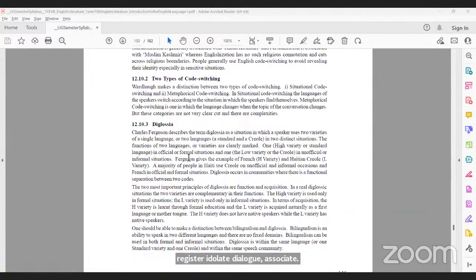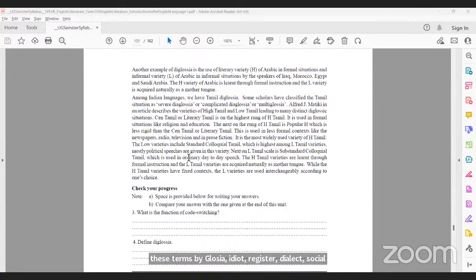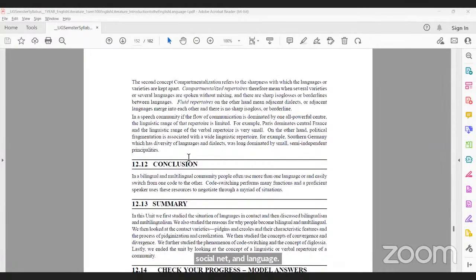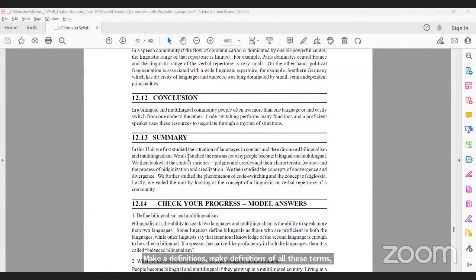So see these words like register, idiolect, dialect, sociolect, diglossia, pidgin, Creole. These words are actually very close to each other. So to make a distinct difference between all of them, you have to read them carefully. What I will suggest is that try to make small definitions of them and write them on your own paper and try to see them every day. Otherwise, you will become a hodgepodge of all these terms: diglossia, idiolect, register, dialect, sociolect, and language. Make definitions of all these terms and write them on one particular page and see them every day to make them different from each other.